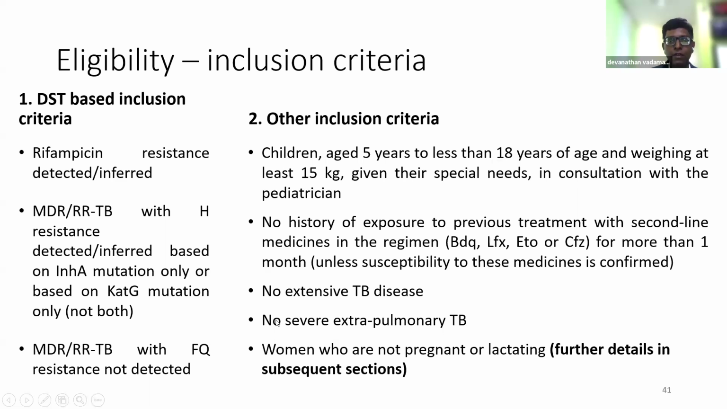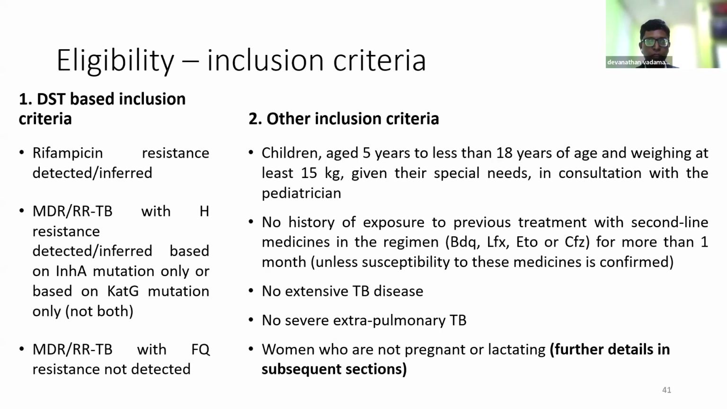Regarding the other criteria, as we have already seen, extensive TB we cannot give. With regards to CNS and bone TB, we cannot give this regimen. Both neuro TB and bone TB need only the longer regimen. You have to give the treatment for an extended duration because the drugs take a longer period to reach these sites, such as CNS and spinal TB. And severe extensive TB, if there are multiple sites, or in the lung itself all the lobes are involved, or if there's extensive cavitation, we cannot give this regimen. So extensive disease we cannot give.